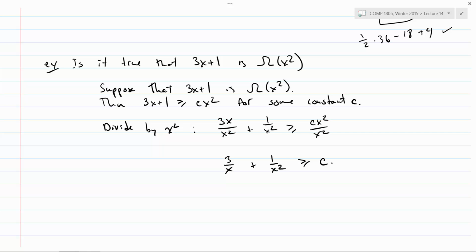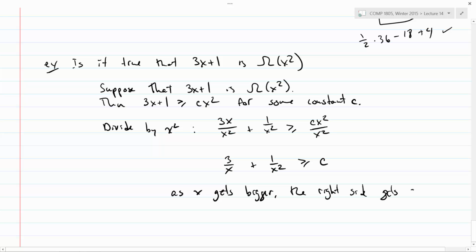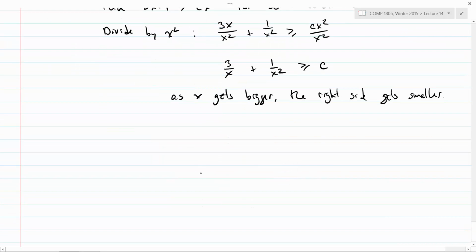Yeah. So what happens to the left side as x gets bigger and bigger? It gets smaller and smaller, right? As x gets bigger and bigger, it does so in the denominator. So as x gets bigger, the left side gets smaller. So we have a situation that looks like this.